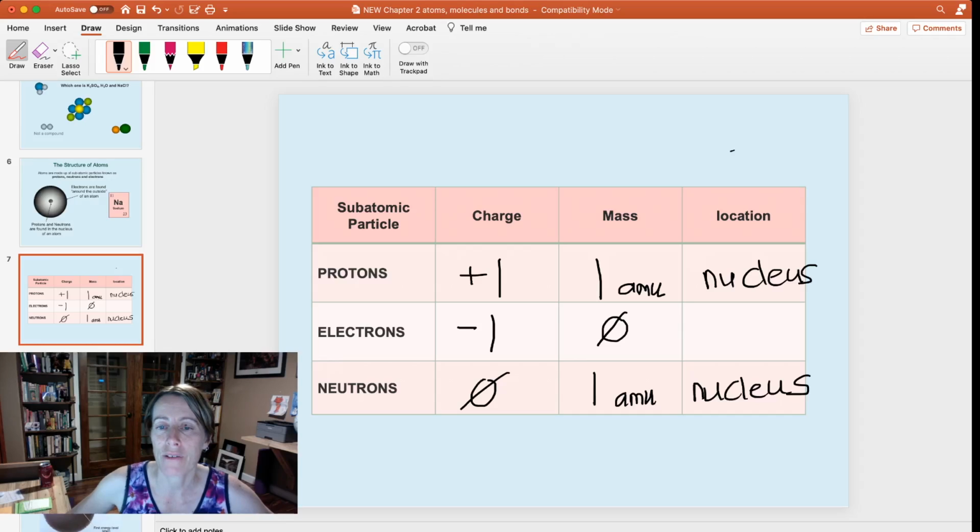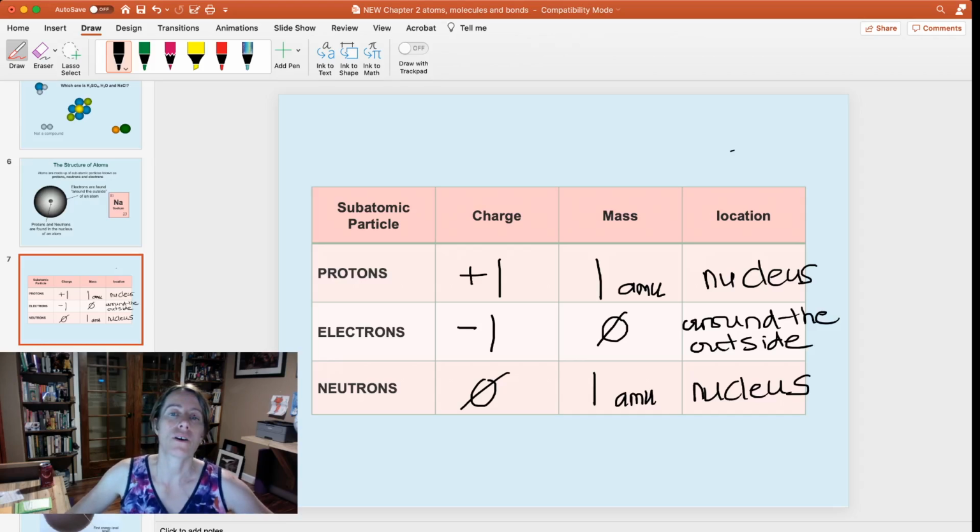Electrons are found, like we said earlier, around the outside or the edge of the atom, like in orbit. I'm going to write around the outside. So this table kind of summarizes the characteristics of protons, electrons, and neutrons.